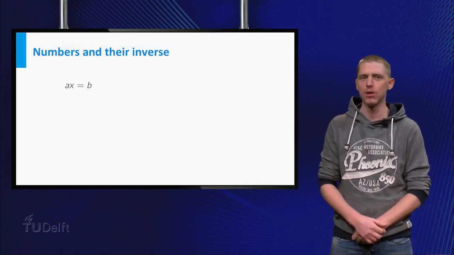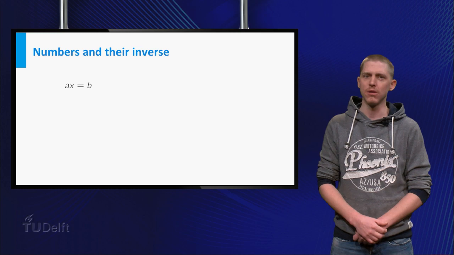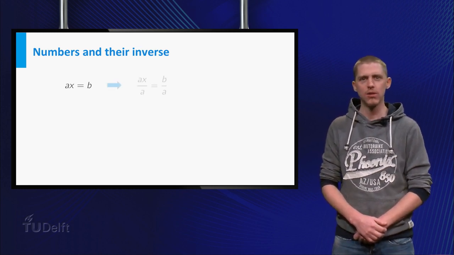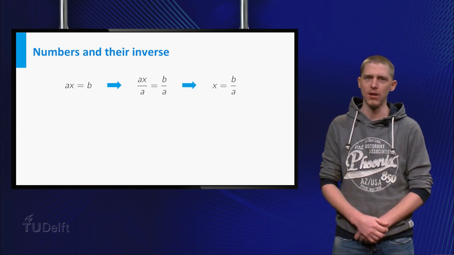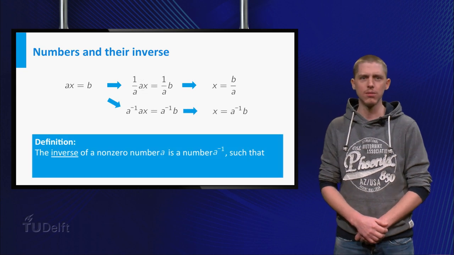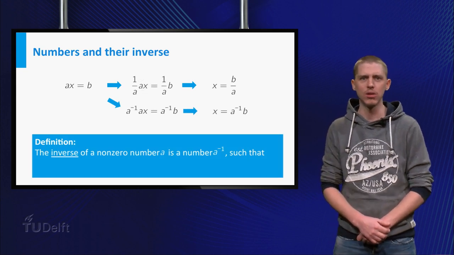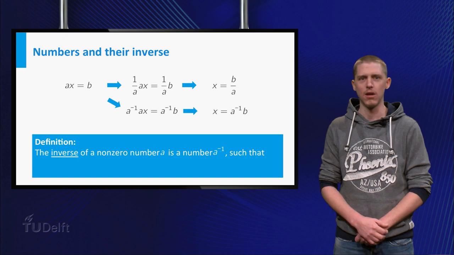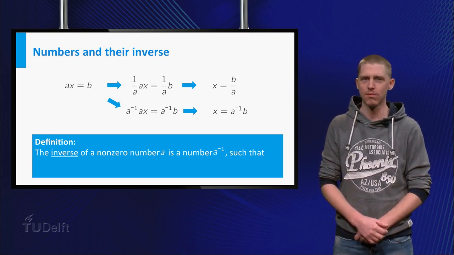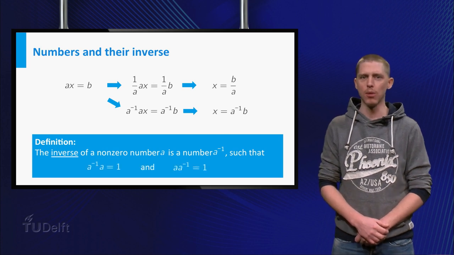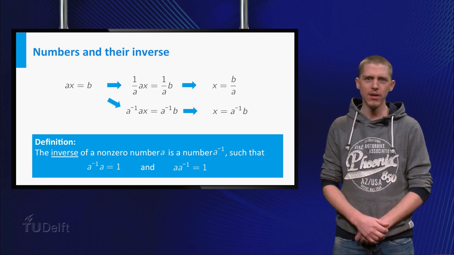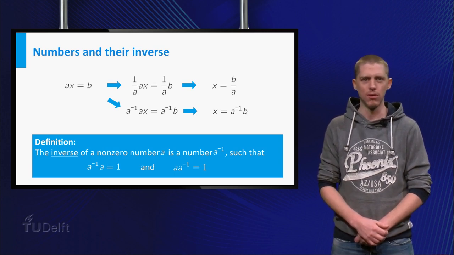Let us first start with normal numbers. If we have an equation ax is b and want to solve for x, you simply divide both sides by a, but only if a is non-zero. You can also see division by a as multiplication with the multiplicative inverse of a, which is 1 over a, or a to the power minus 1. The inverse has the properties 1 over a times a equals 1, and a times 1 over a equals 1.